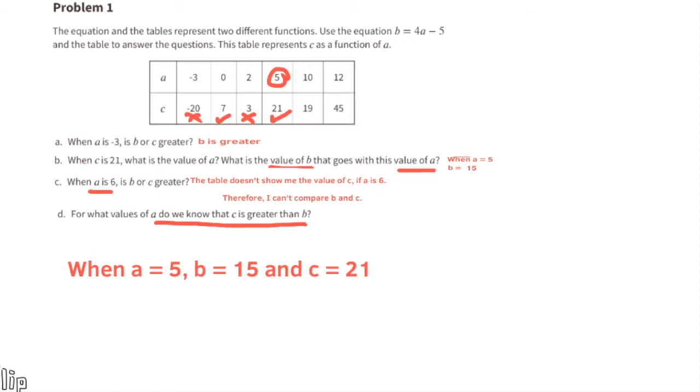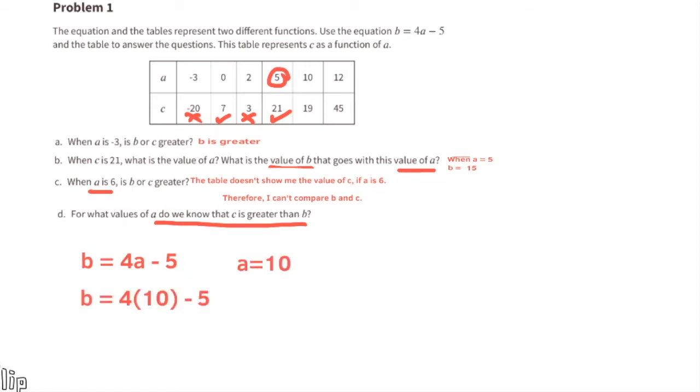Therefore, C is greater than B when A is 5. Let's look at the next one. Let's substitute the 10 for A, and we have 4 times 10, which is 40. 40 minus 5 is 35. When A is 10, B is 35, and C is 19. So C is not greater than B when A is 10.